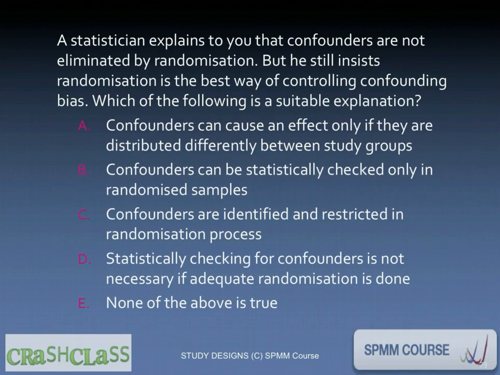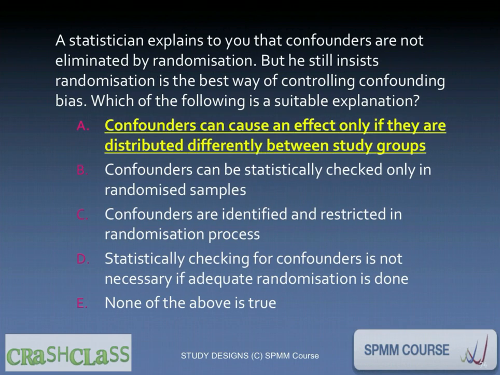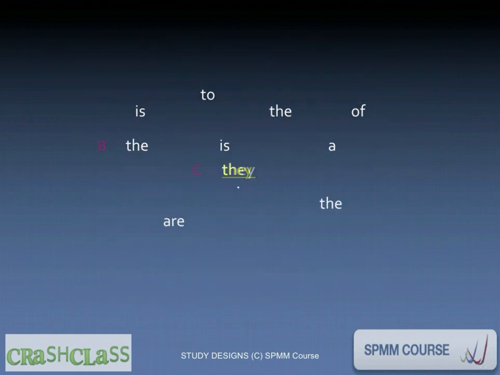A statistician explains to you that confounders are not eliminated by randomization, but he still insists randomization is the best way of controlling confounding bias. Which of the following is a suitable explanation? Confounders can cause an effect only if they are distributed differently between study groups. Confounders can be statistically checked only in randomized samples. Confounders are identified and restricted in randomization process. Statistically checking for confounders is not necessary if adequate randomization is done. None of the above is true. So what is the answer? Confounders can cause an effect only if they are distributed differently between study groups, and you know the answer for this. So A is the right answer.